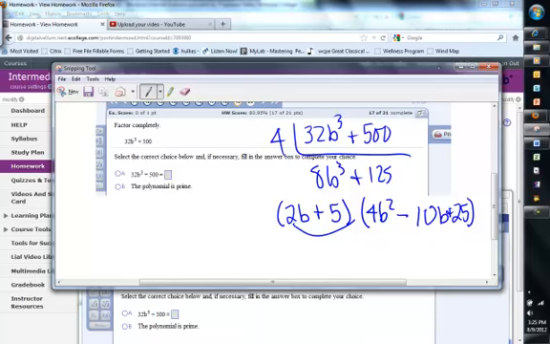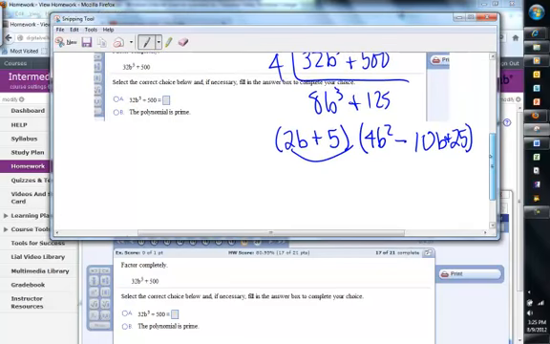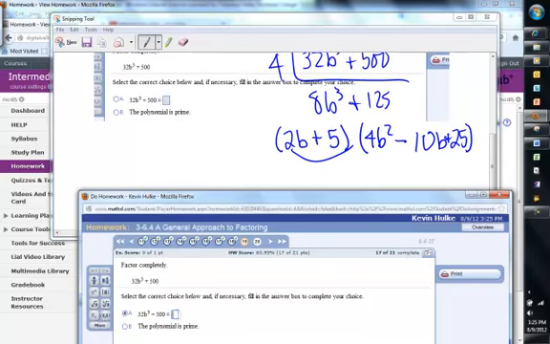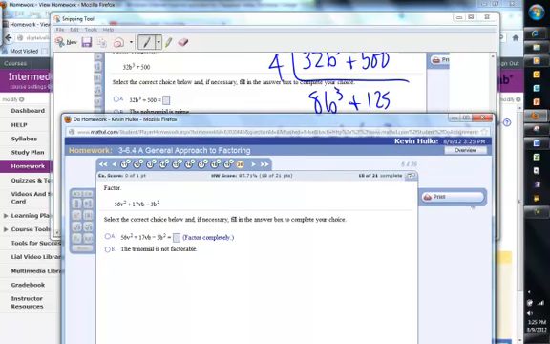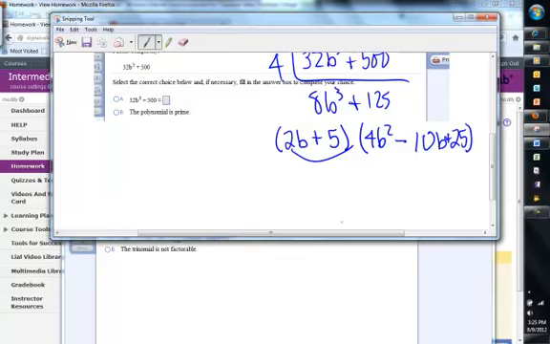Okay, so our factored form is 4 times 2b plus 5 times 4b squared minus 10b plus 25. And next one. I don't see anything we can do to it.